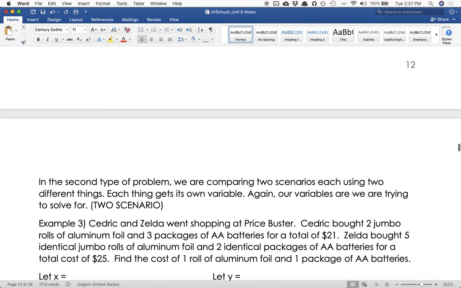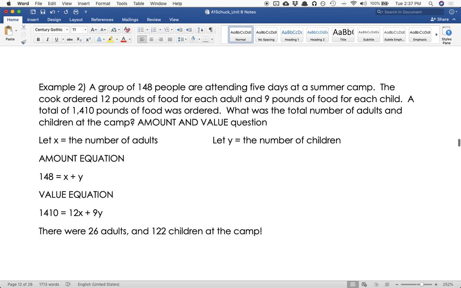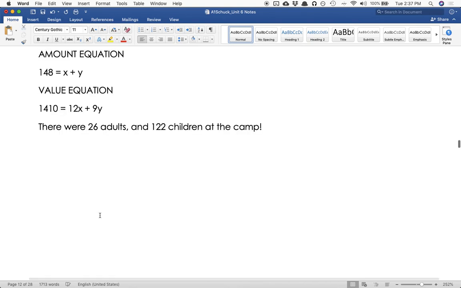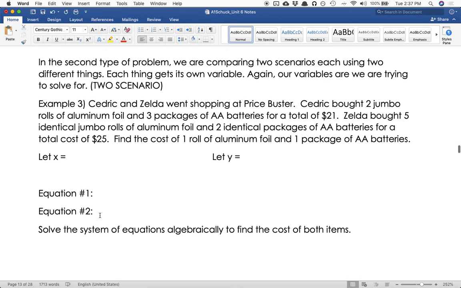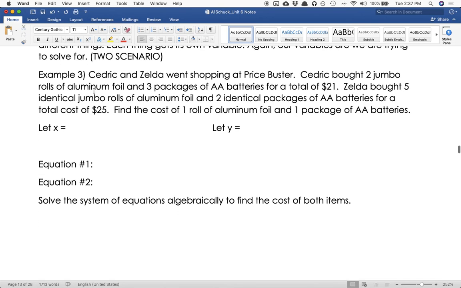In the first type, which was our amount and value problem, you look at the amount, you look at the value. Amount has x and y, the value has the value total, and then the multipliers on them. For this one, it's a little harder to set up the equations because they're two different individual equations, but they're not that crazy. All right, so let's take a look at it just so you can see what the two scenario problem looks like.